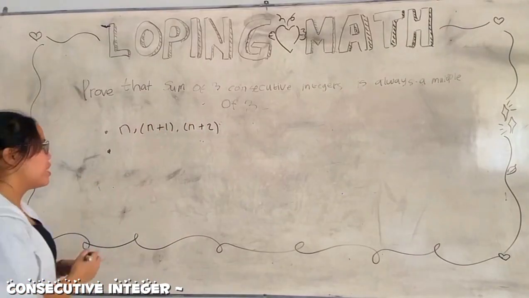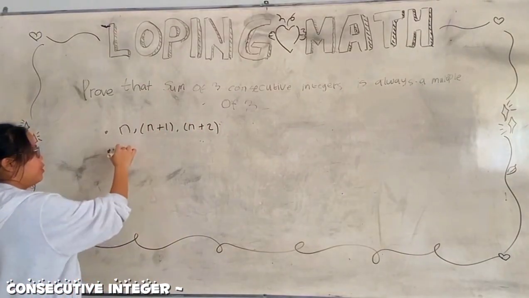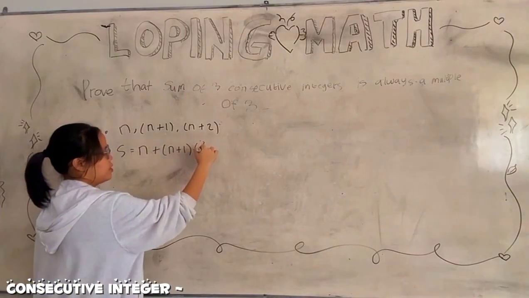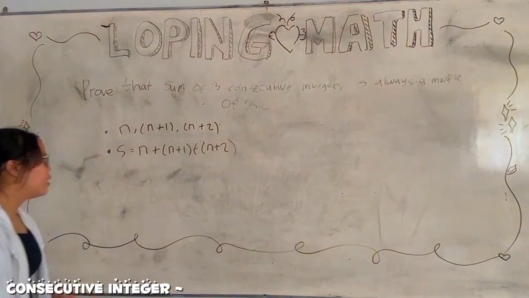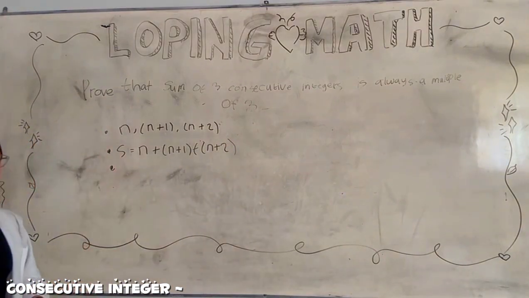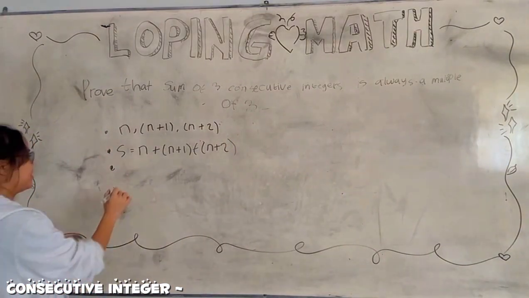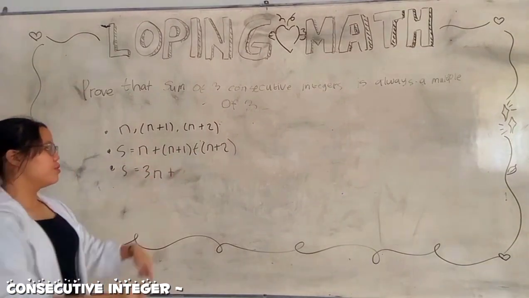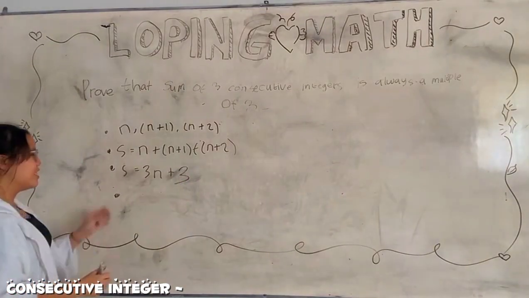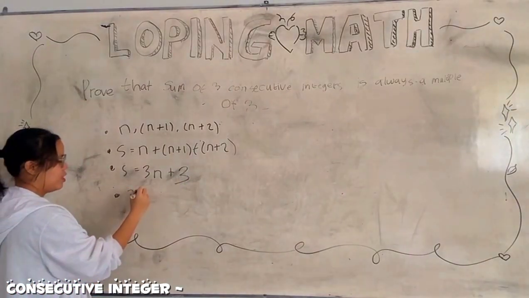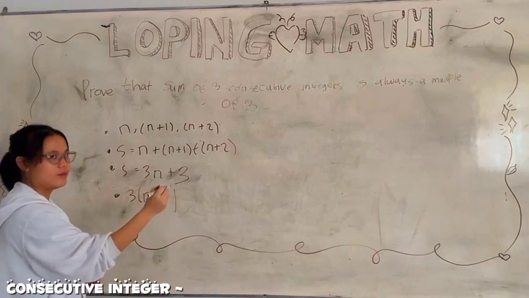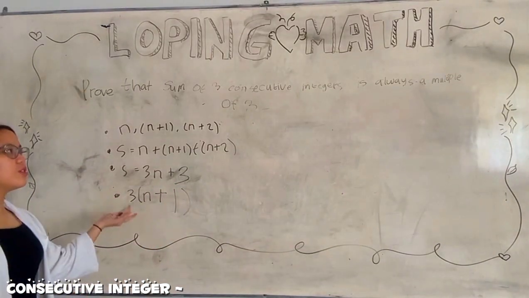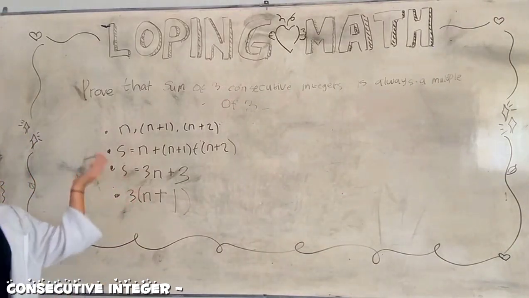2. The second step is we sum these terms. So n plus n plus 1 plus n plus 2. And then we solve this equation. n plus n plus n is 3n. 1 plus 2 is 3. So we factorize this equation to 3 multiplied by n plus 1. So this is how we prove that the sum of three consecutive integers is always a multiple of 3.